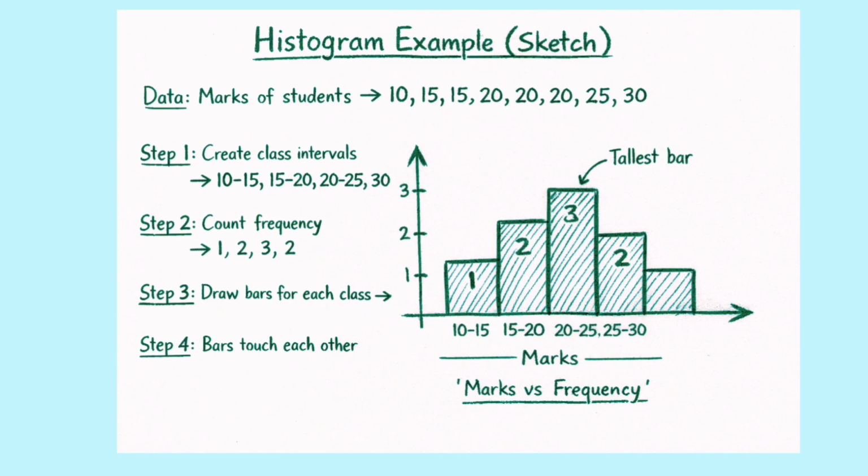So step 2 will be to count the frequencies: 1 time, 2 times, 3 times, 2 times. Now step 3 will be to draw the bars for each class. Step 4: the bars will touch each other. Okay. Next we have the frequency polygon.